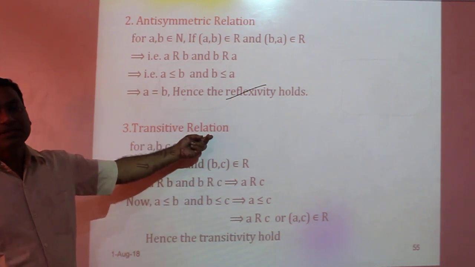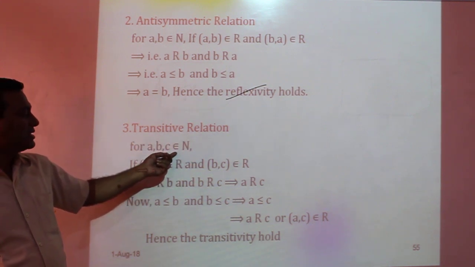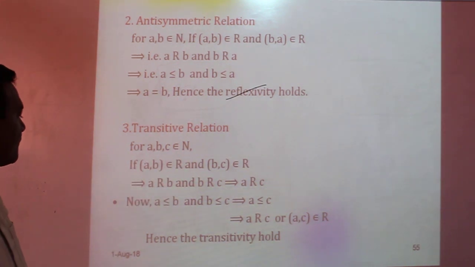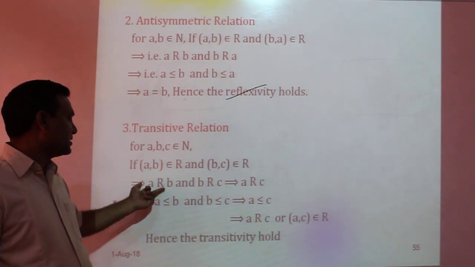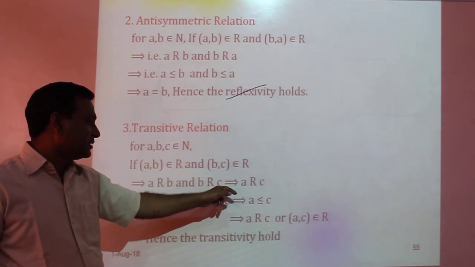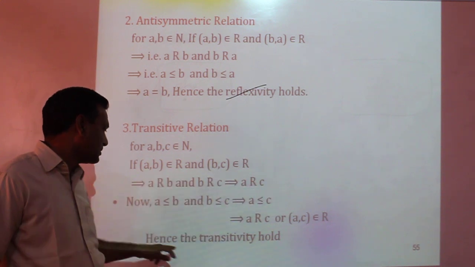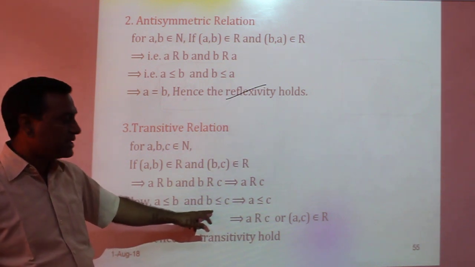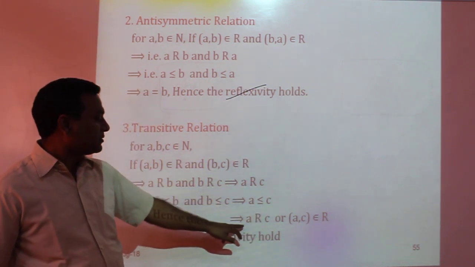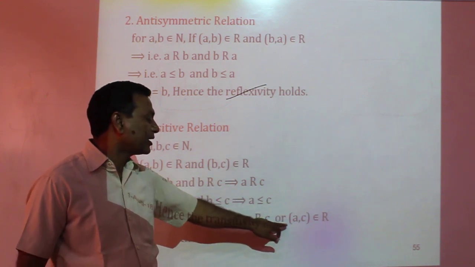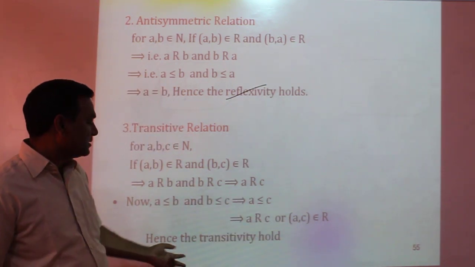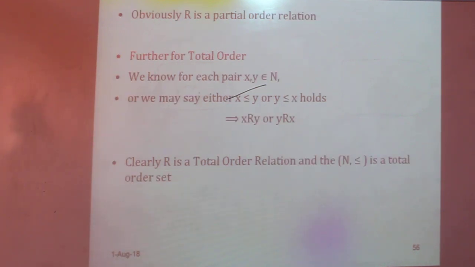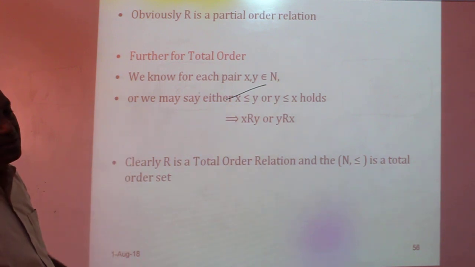Now we will see the third property, the transitive relation. For a, b, c belonging to N, if (a, b) belongs to R and (b, c) belongs to R, then a is related to b and b is related to c, which implies that a is related to c. So a is less than or equal to b and b is less than or equal to c implies a is less than or equal to c. Therefore, this can be written as a R c, or (a, c) belongs to R. Hence transitivity holds. Now, obviously R is a partially ordered relation.